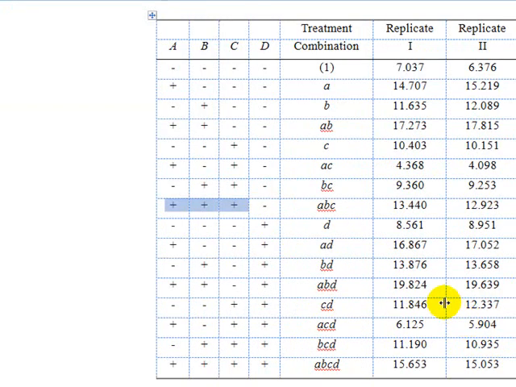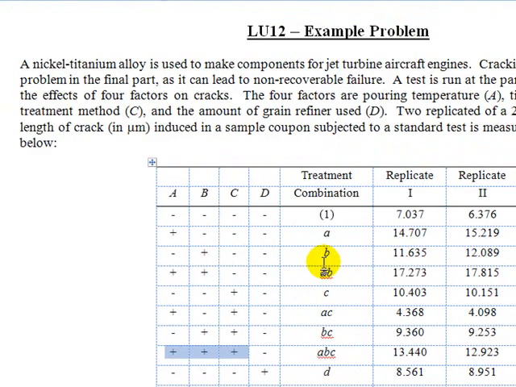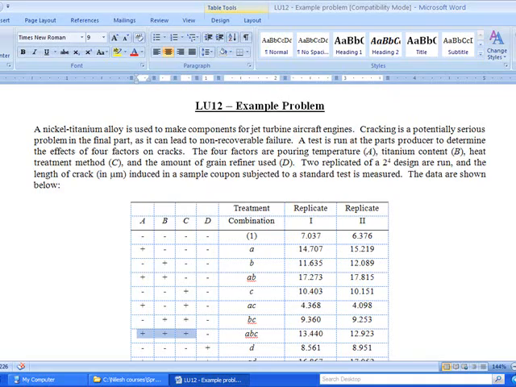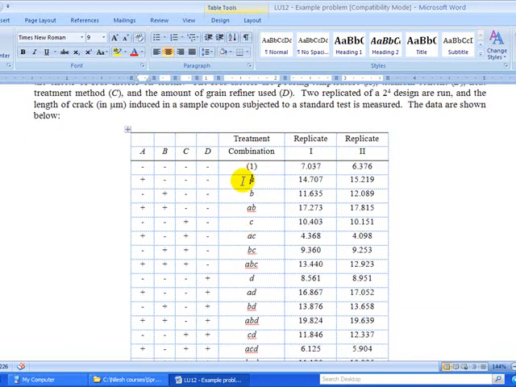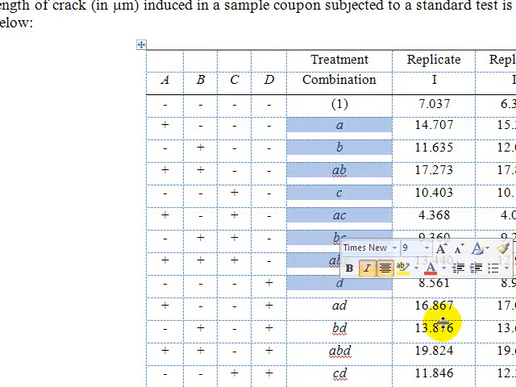Also there are tables in the book, and these tables show these combinations of negative signs and positive signs and the related notations.